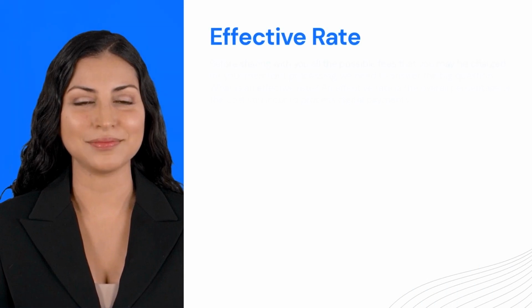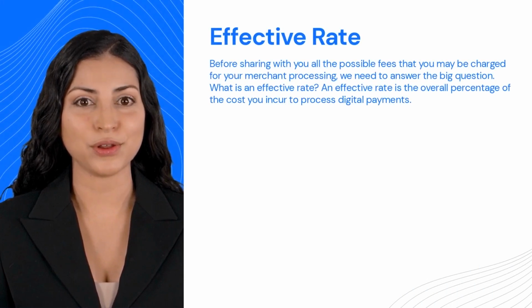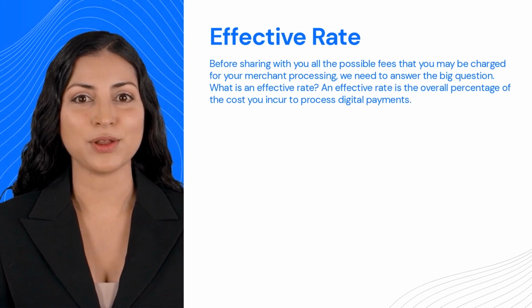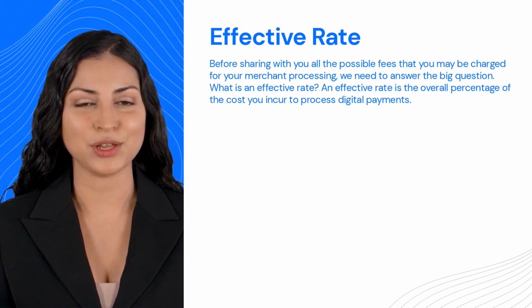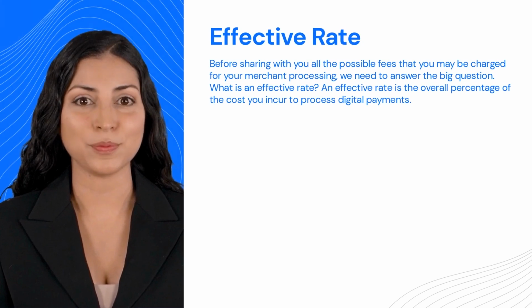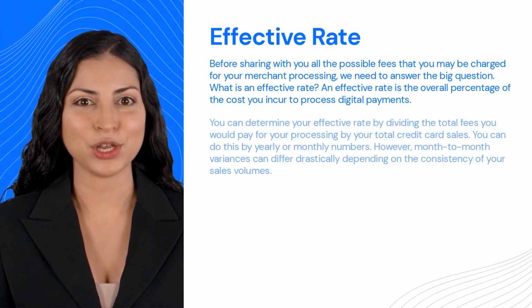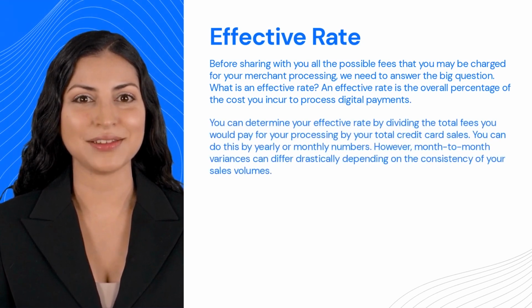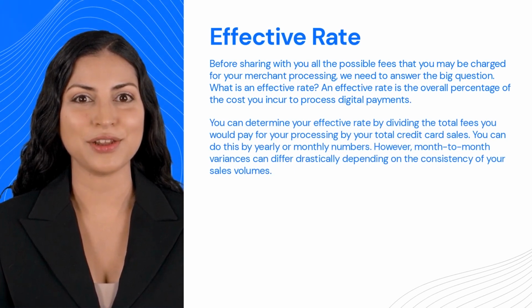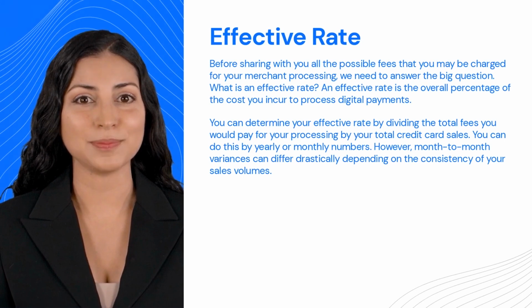Effective rate. Before sharing with you all the possible fees that you may be charged for your merchant processing, we need to answer the big question. What is an effective rate? An effective rate is the overall percentage of the cost you incur to process digital payments. You can determine your effective rate by dividing the total fees you would pay for your processing by your total credit card sales. You can do this by yearly or monthly numbers.